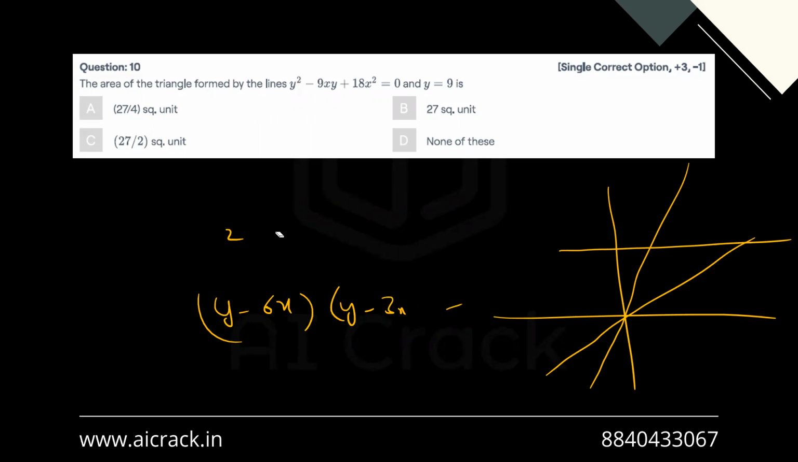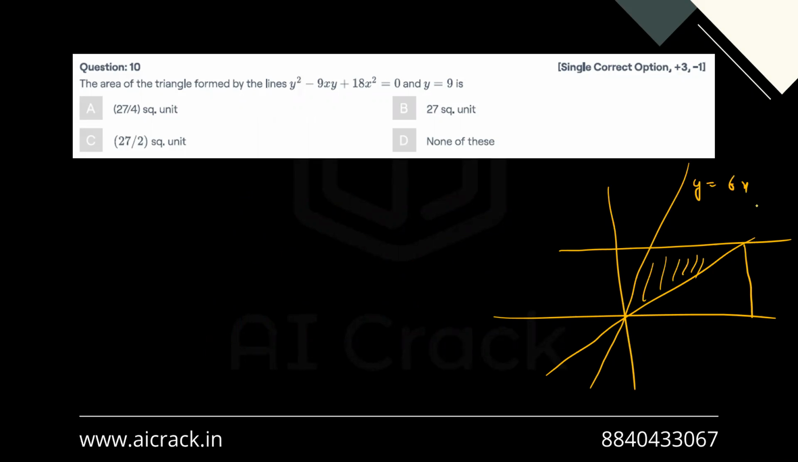And we have to find the area of this triangle. What we'll do is find the area of this trapezium and subtract this area. Now this line is y = 6x and this line is y = 3x. Because this is 9, this point would be (3/2, 9), and this point would be (3, 9). So this length is 3/2, and this entire length is 3.